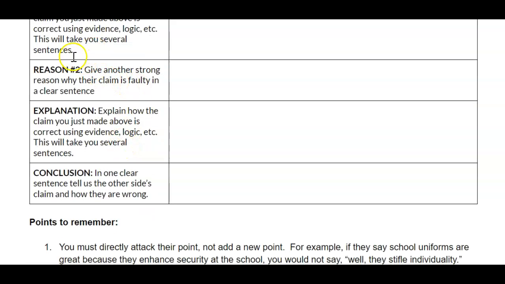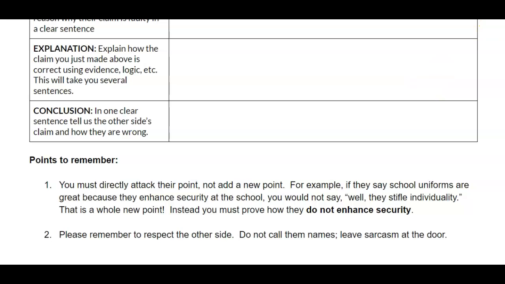Then you're just going to give one more reason, another strong reason why their claim is faulty, and state that in one clear sentence. You're going to then explain that just as you did in the other example. And then your conclusion is where you're going to, in one clear sentence, tell us the other side's claim and how they are wrong. All right. That is how you complete this.